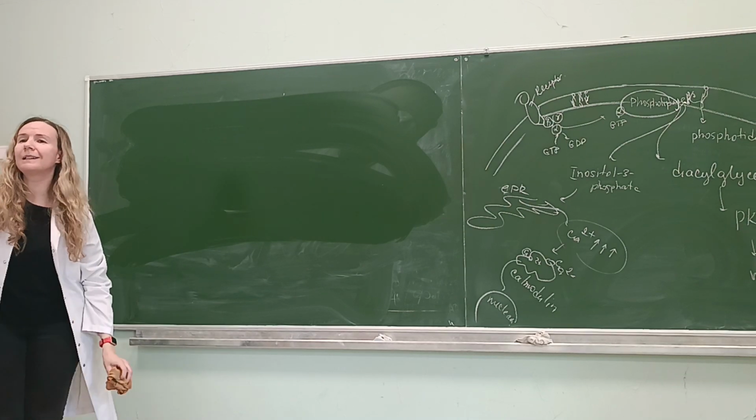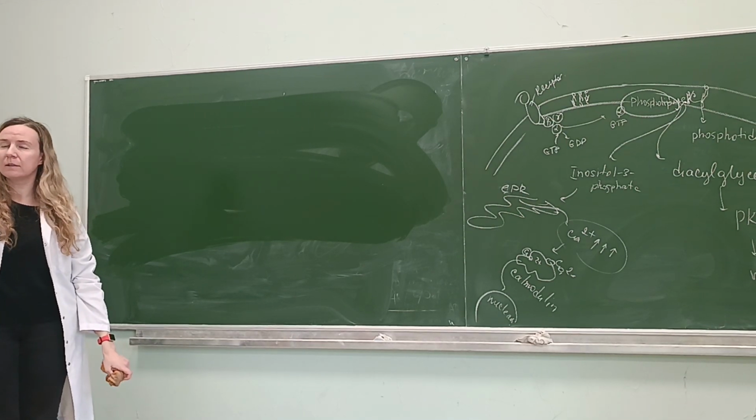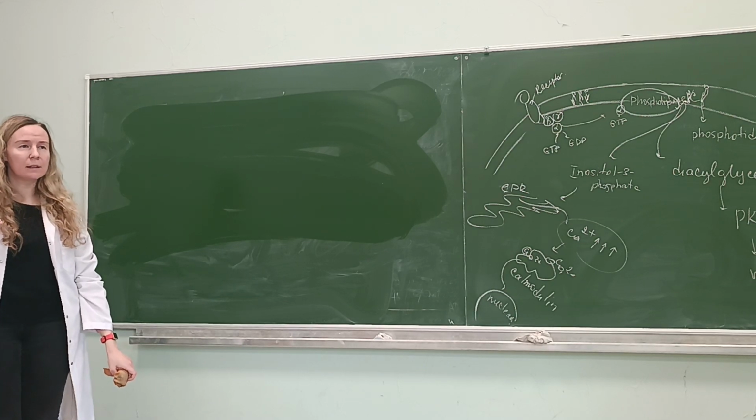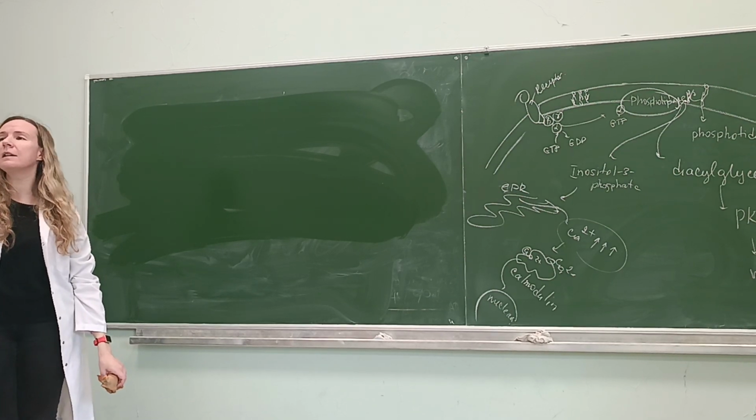T3 is triiodothyronine. T4 is tetraiodothyronine. Another name is thyroxine.